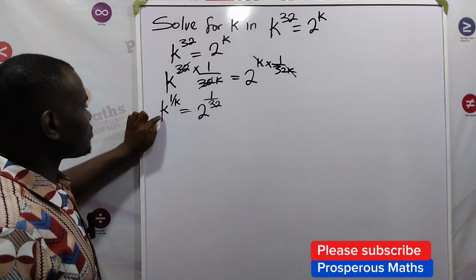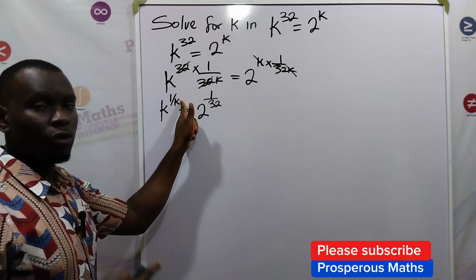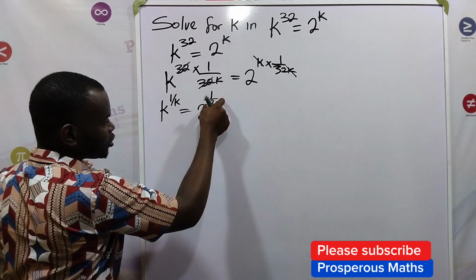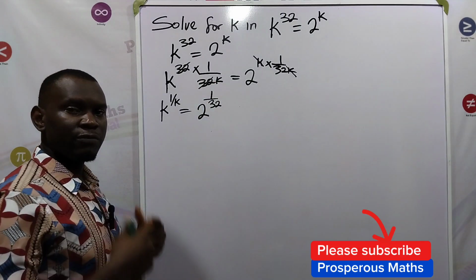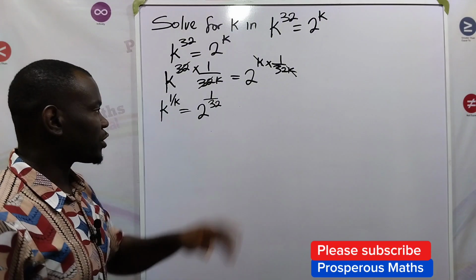Now at this point, you see that the base of the left-hand side is equal to the denominator of its power. Let us make this base to be equal to the denominator of its power also. If we are able to achieve that, then we can now get the value of k.